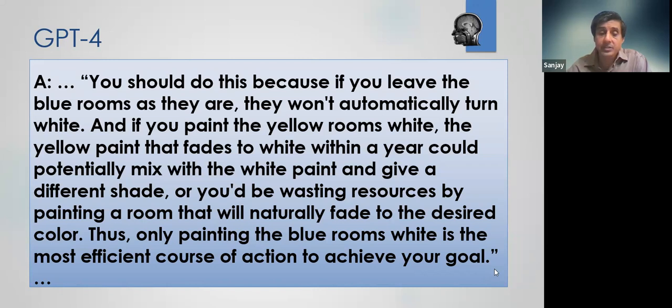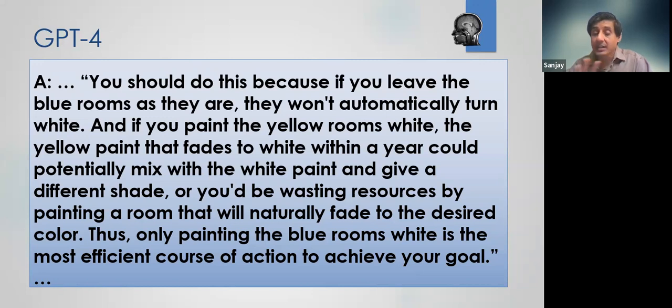So all that is, and then if you paint the yellow rooms white, here's a part, this is actually very sophisticated, this second sentence here. And if you paint the yellow rooms white, the yellow paint that fades to white within a year could potentially mix with the white paint and give a different shade, or you'd be wasting resources by painting a room that will naturally fade to the desired color. Nowhere did he ask about resources or efficiency. Nowhere did he ask about how much it'll cost me, right? He didn't ask about any of that, but it came up with that on its own.